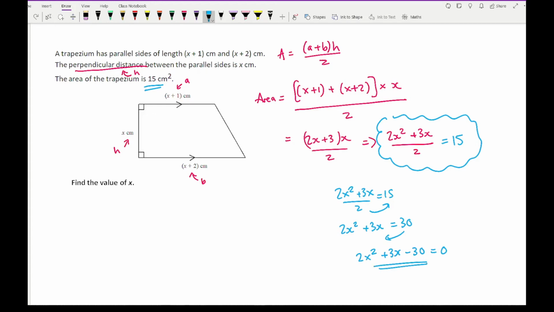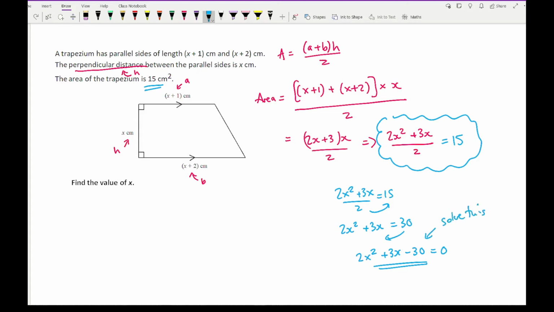Now you might want to think to yourself, can I simplify that by dividing both sides by a number to make it x squared? That's entirely up to you, but with this we can't because we've got coefficients of 2, 3 and minus 30. There isn't a common factor that goes into each of those three numbers, and I definitely don't want to be messing with decimals. So what I now need to do is solve this.